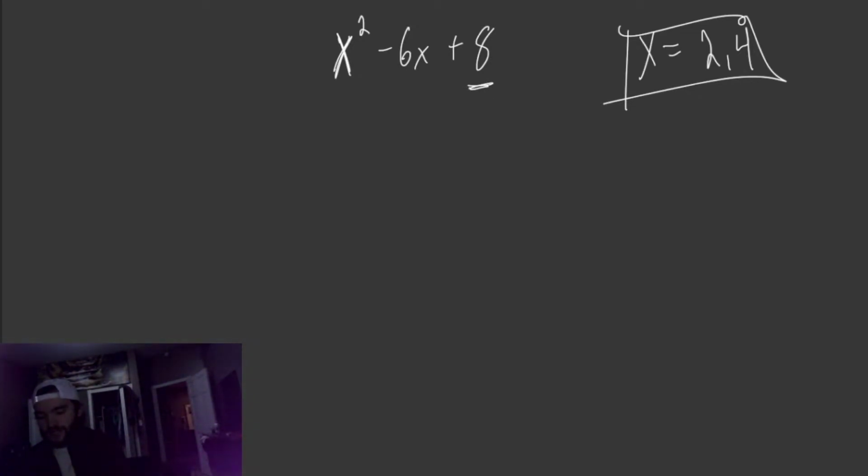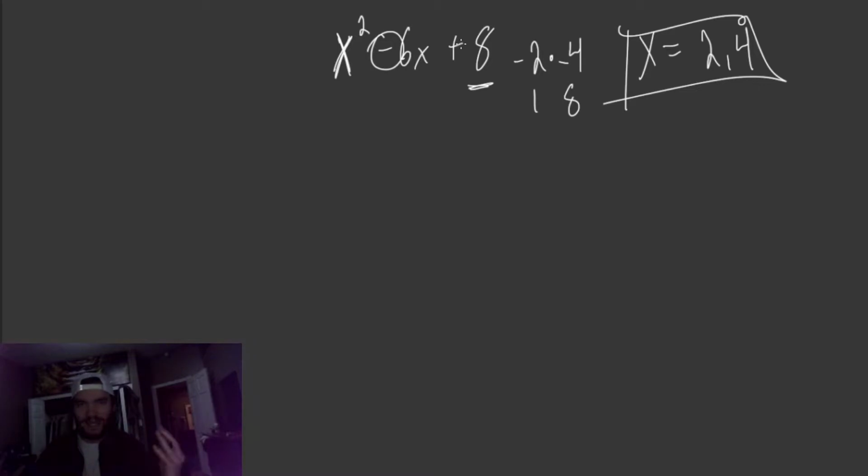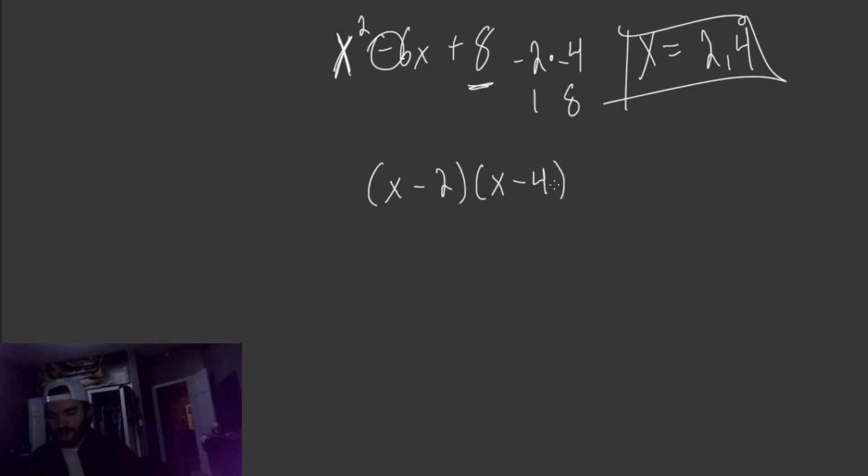So I look at this, and I think about what goes into 8. I'm like, okay, so 2 and 4, 1 and 8. But I need to make it so it adds up to negative 6. So negative 2 and negative 4, when multiplied, become positive 8, but when added together, become negative 6. So if I just do this, and then x minus 4. Wow, this is looking pretty good.